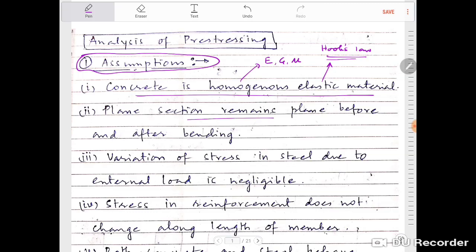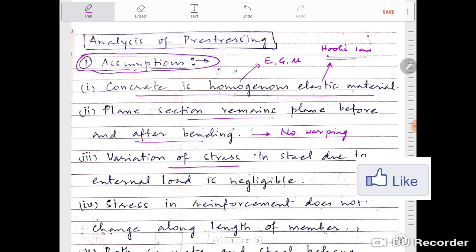Plane sections remain plane before and after bending. This is the basic assumption that we have always made in strength of materials, and we are also making this assumption here. That means there are no shear stresses, or you can say there is no warping that is going to take place. And warping basically takes place because of the shear strains or the shear stresses that are existing in the member.